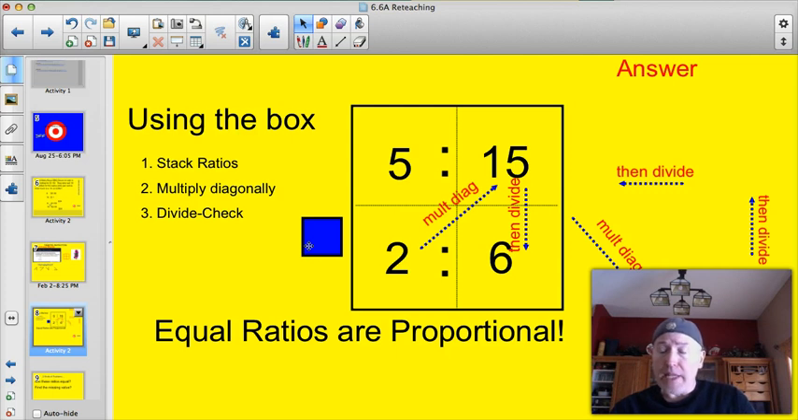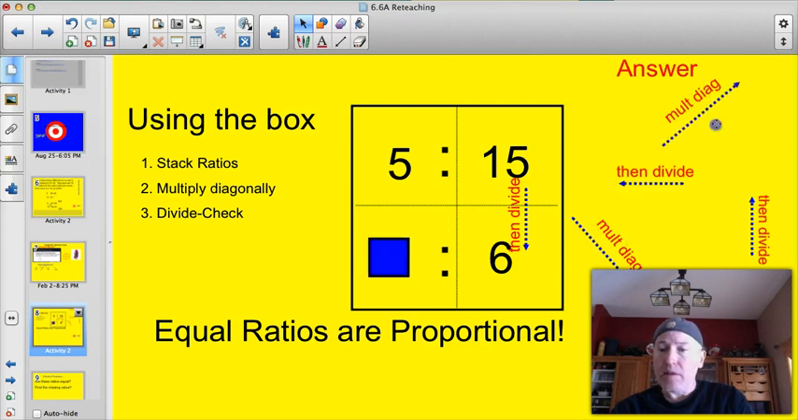You multiply diagonally, divide the other 2 numbers, and then let's just check to make sure we're right. 2 times 15 is 30. 5 times 6 is 30. Equal ratios are proportional. The cross products will be equal. You stack them and check. Just that simple. Even if this one is missing.